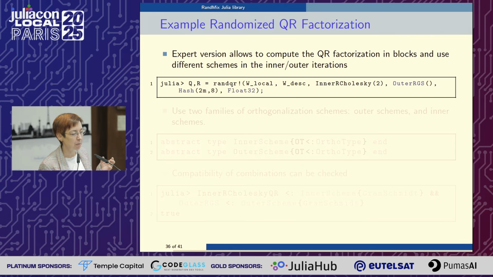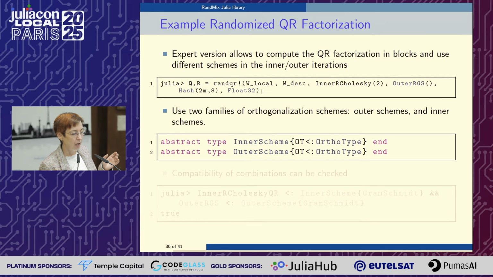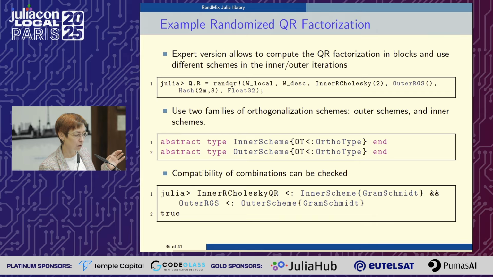But then we also have expert versions in which you might choose to do this QR factorization by using a block algorithm, and then you have the choice in how you do the factorization of one block with respect to the factorization in between the two blocks. That's Edouard who was developing all of this to make those schemes available and flexible, in which you can pick two different orthogonalization schemes, but then the storage behind might not be the same. So some combinations might not be compatible, and you can also check if that's compatible.